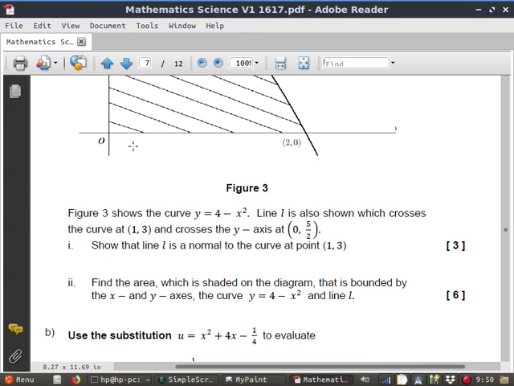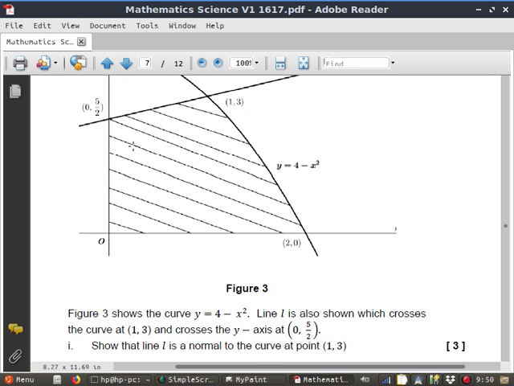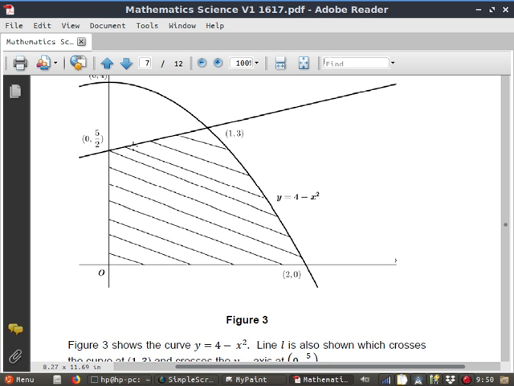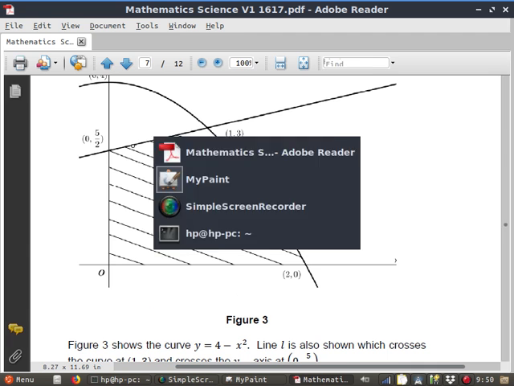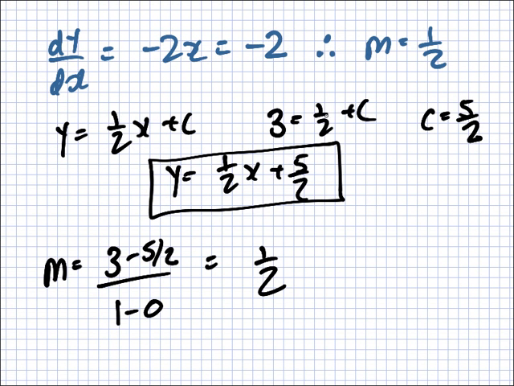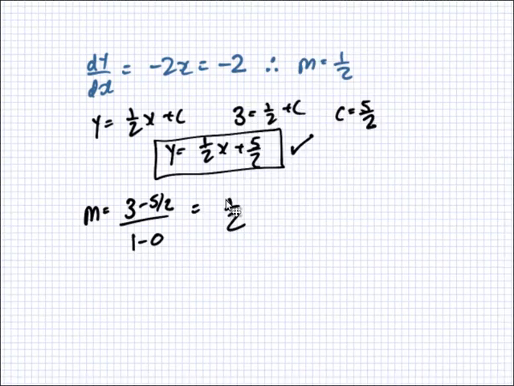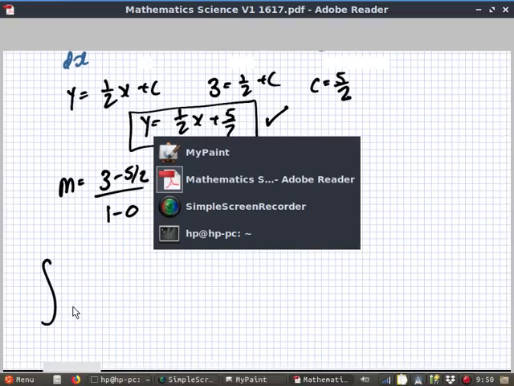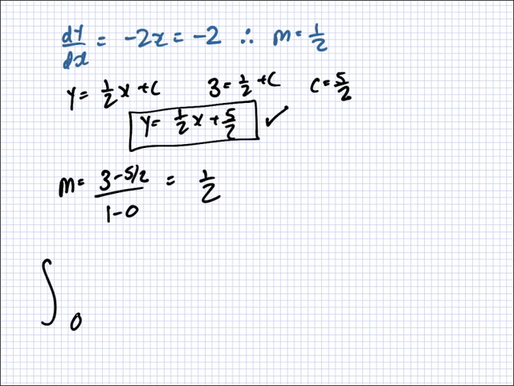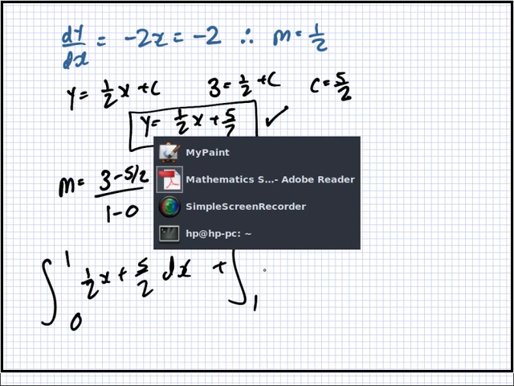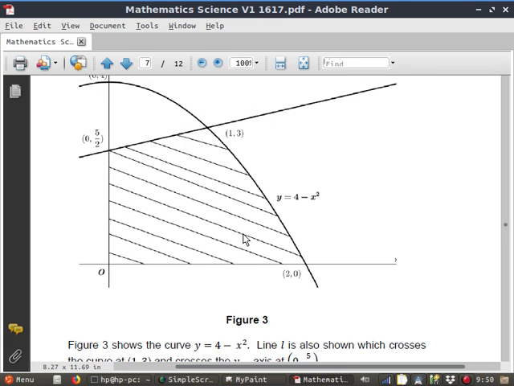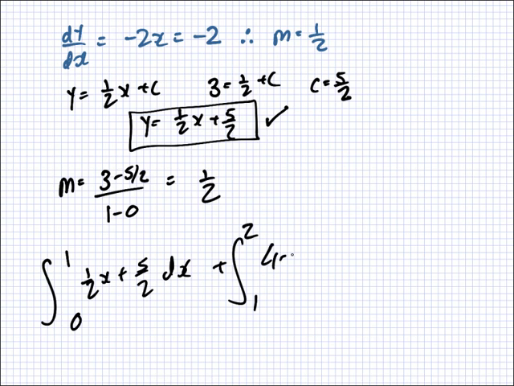Find the area which is shaded. Okay, so it's actually a nice one. I made my life a little bit easier for this part because I already found this, which I didn't really have to do. So it's going to be integrate from 0 to 1, a half x plus 5 over 2 dx, plus integrate from 1 to 2, 4 minus x squared dx.